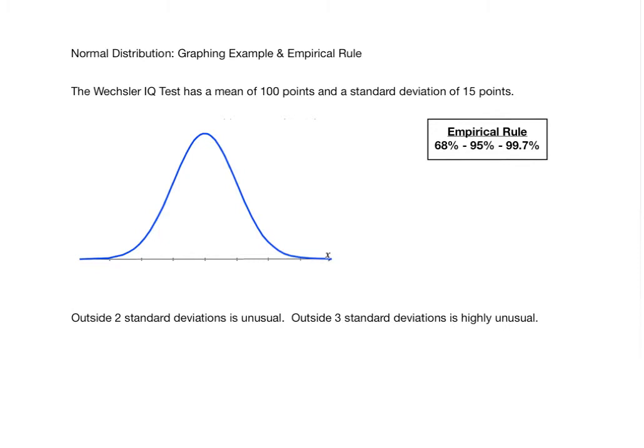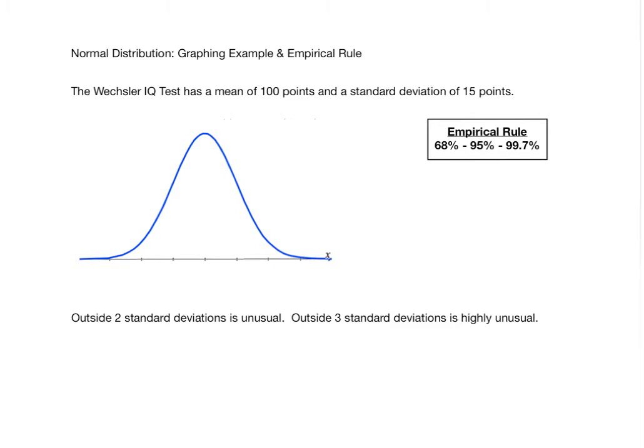The Wechsler IQ test has a mean of 100 points and a standard deviation of 15 points. Also, as we saw from the first slide, the scores distribute normally. So that's why you see a bell curve here. In general, you have the bulk of people around here in the middle, around the average, and then you have some people down here and some people up here. But we can now be specific with numbers.